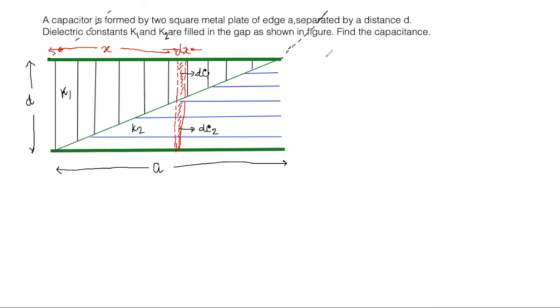So what is dC1? Say this angle is theta. So basically tan theta is perpendicular by base, which is d by l. So this distance is also x. So what is this length? Say this length be y. So y by x is basically tan theta, so y equals x tan theta. Tan theta is a constant, so it will not pose any problem during integration. And this length is therefore, this is d minus y, right? The whole is d, so this is d minus y.